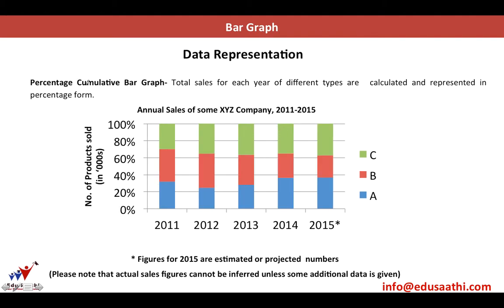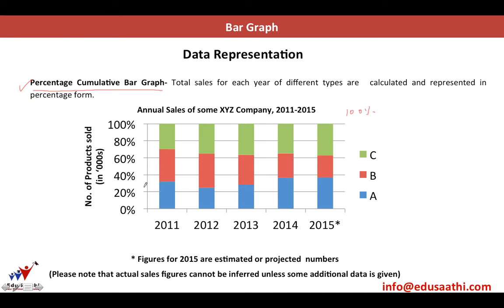Let's move on to another type of graphical representation, which is the percentage cumulative bar graph. So in this, what is given is you'll find 100% here. So the total sales obviously for a year is 100%.